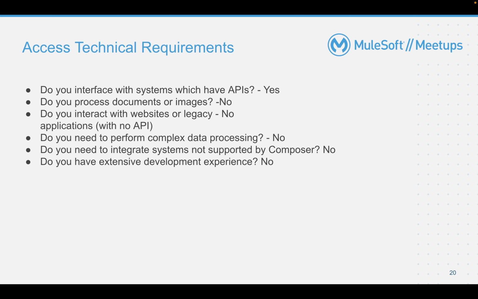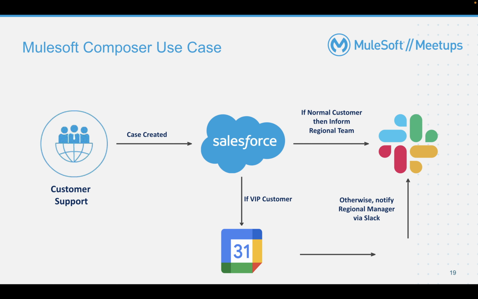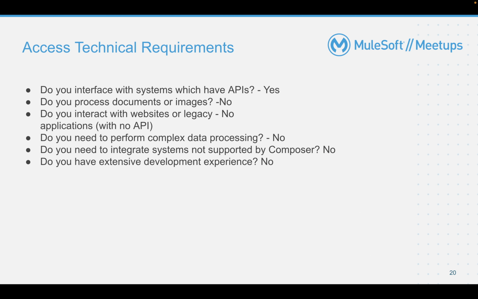Apart from that, do you need to integrate systems not supported by Composer? Currently Salesforce, Google Calendar and also Slack, everything has been supported by MuleSoft Composer. So for right now, the answer would be no. But if this answer would have been yes, if you are integrating with another custom service which you have built and you want Composer to interact with it, we have a generic HTTP connector in Composer. You can just enter your URL and the client ID and secret, depending upon the authentication, and then you can let Composer interact with your external service.